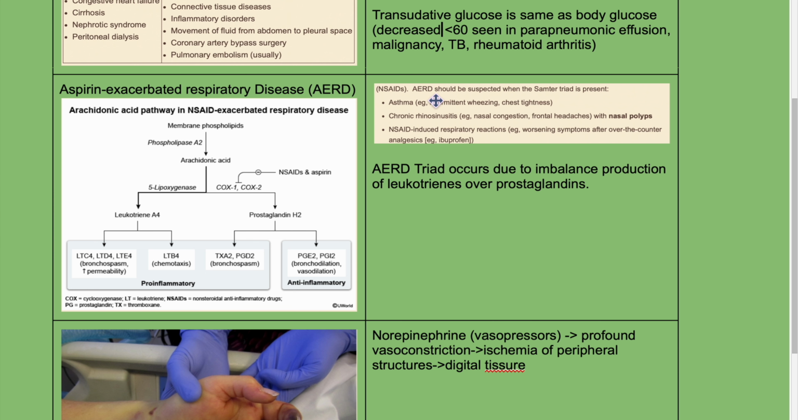So NSAID-induced AERD should be suspected when the Samter triad is present. So what is the Samter triad? It's asthma, for example, intermittent wheezing, chest tightness; chronic rhinosinusitis, for example, nasal congestion, frontal headaches with nasal polyps; NSAID-induced respiratory reactions, for example, worsening symptoms after over the counter analgesics, for example, ibuprofen. The AERD triad occurs due to imbalanced production of leukotrienes over prostaglandins.